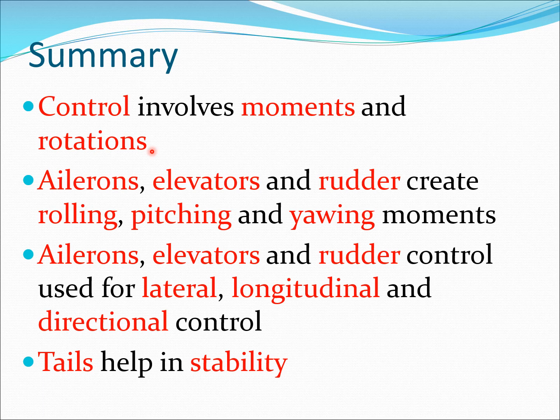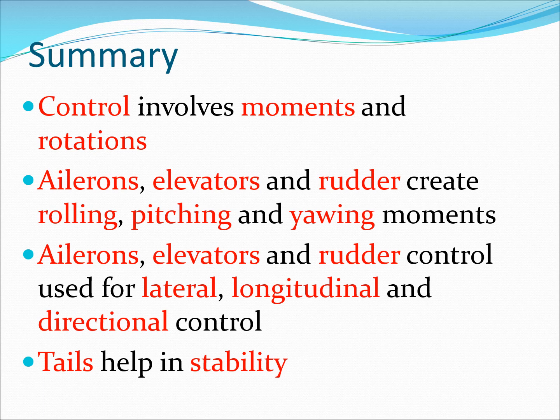Now, we also saw that there are these control surfaces which essentially create rolling, pitching, and yawing moments. So these three moments are essentially used to control the aircraft, and also these are related to lateral, longitudinal, and directional control. So these are the three axes along which you can control the aircraft. So these three control surfaces allow you to control the aircraft in three directions, and therefore the pilot has complete control on the aircraft through these control surfaces.